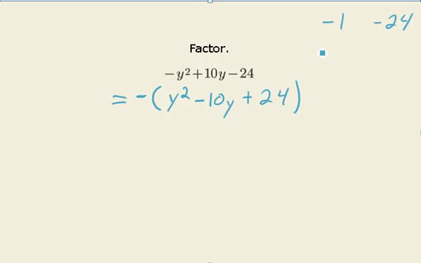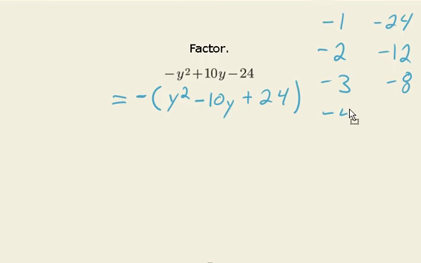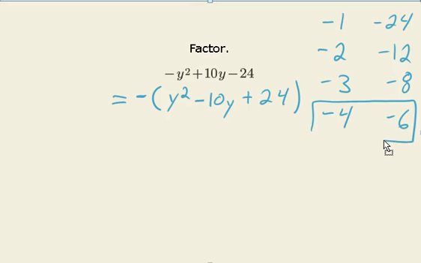Minus 1 and negative 24 work. Minus 2 and negative 12 work. Minus 3 and negative 8 work. None of these, however, have a sum of negative 10 until we get to this one, minus 4 and minus 6. Right? The product of those two guys is positive 24. The sum is negative 10y.